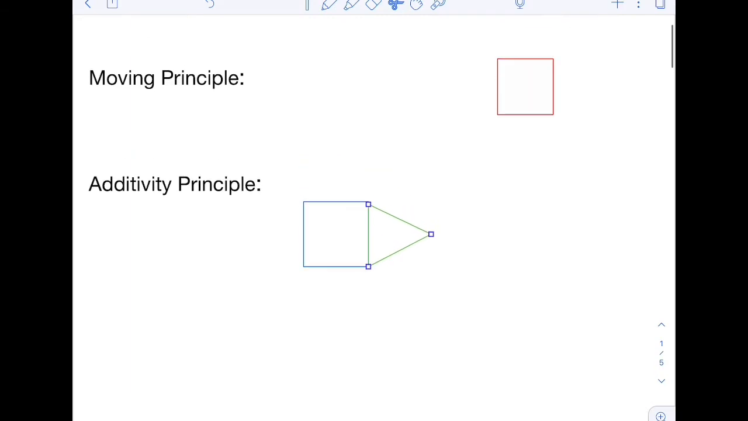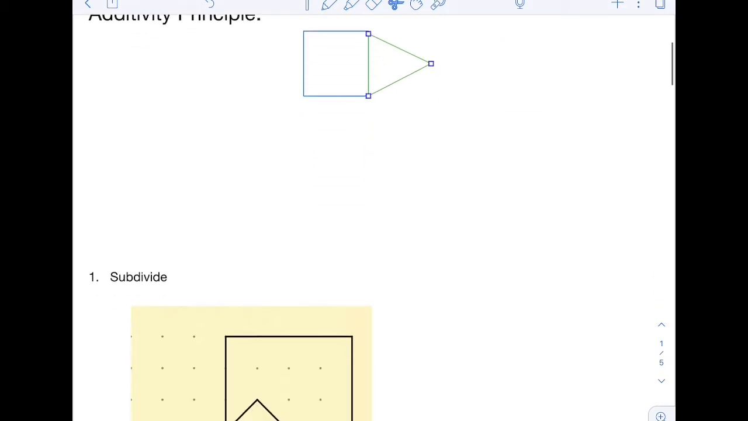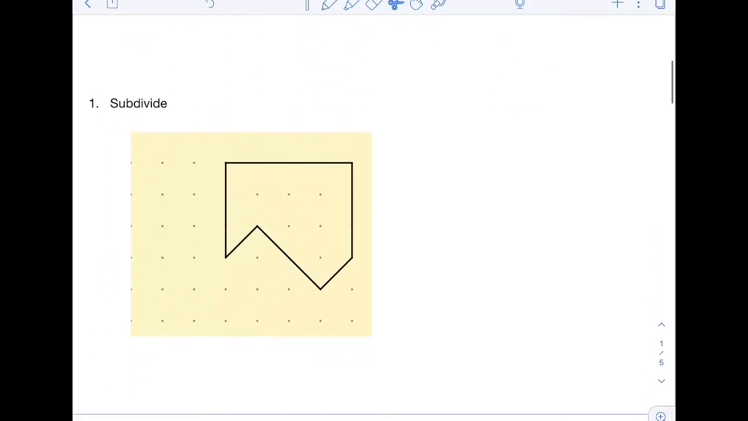Let's use these to solve some problems. We'll look at several different strategies for basic area problem solving. So if my task is to find the area of this irregular shape, the first thing I could do is break it down into shapes that I can easily find the area of.